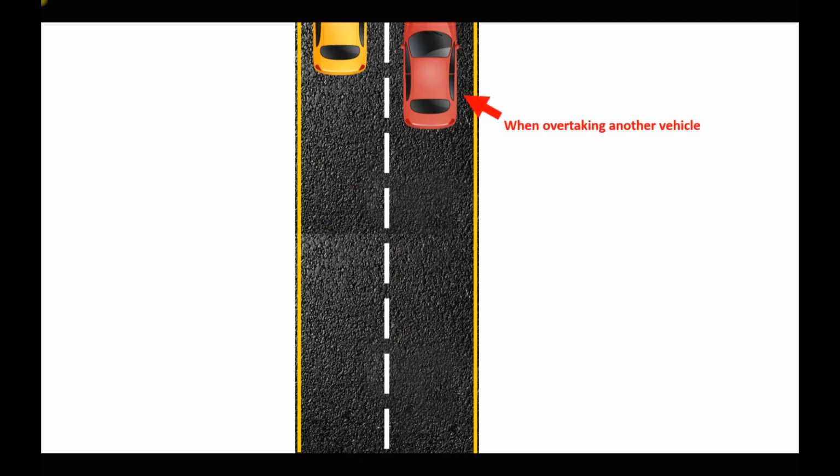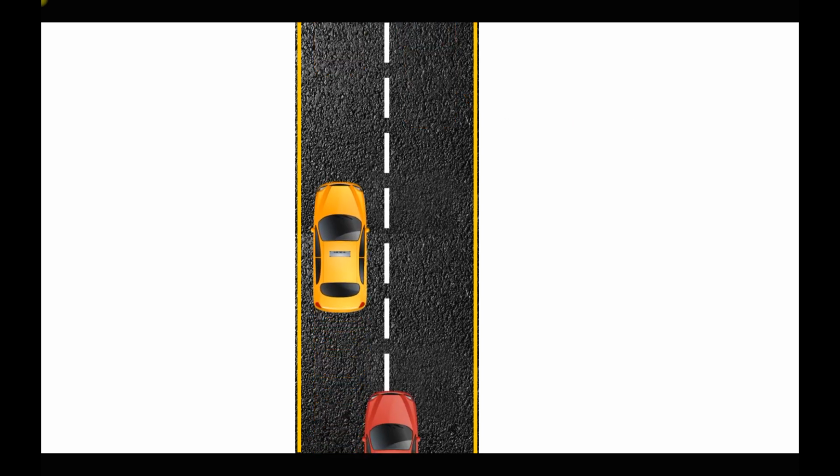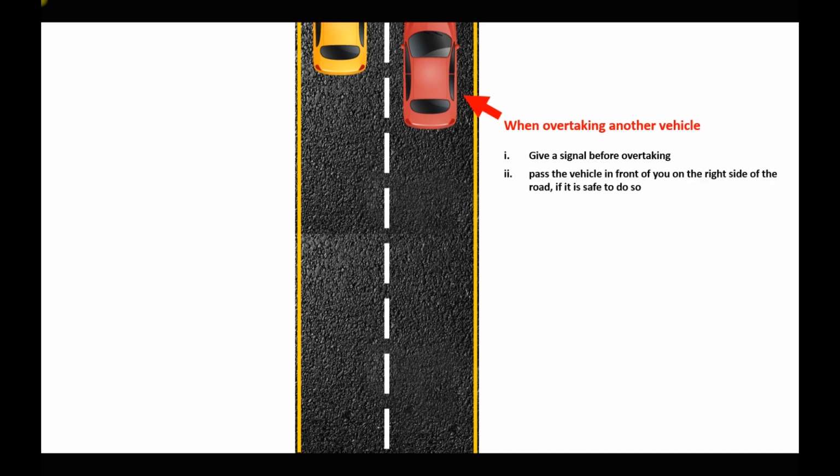As you saw there, you can bring it back. You always overtake on the right side of the vehicle. Alright? So the red car is the car which is overtaking. Before it overtakes, it must give a signal that it wants to overtake by signaling with the right turning light. And then you pass the vehicle to the right.